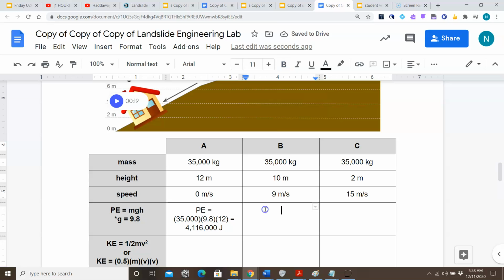All right, you have to do the same thing for B. Calculate the potential energy of B. Again, using the same process. So for B, it's the mass, which again is 35,000. The mass doesn't change for the house. What do I put for G? Put it in the chat, please. What's the value for G?